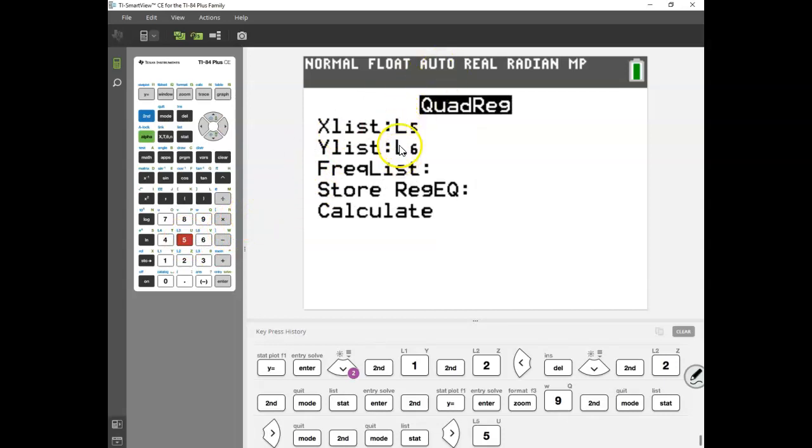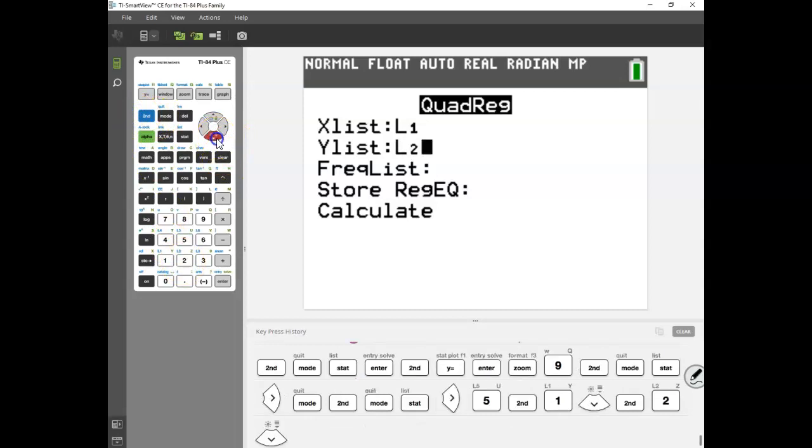And then my data was not in list 5 and list 6. That was from a previous question I did. So I'm going to use list 1 and list 2. If you're using an older calculator, remember if you just keep putting them into list 1 and list 2, it'll default to list 1 and list 2 every time. Otherwise, you just would have to type them.